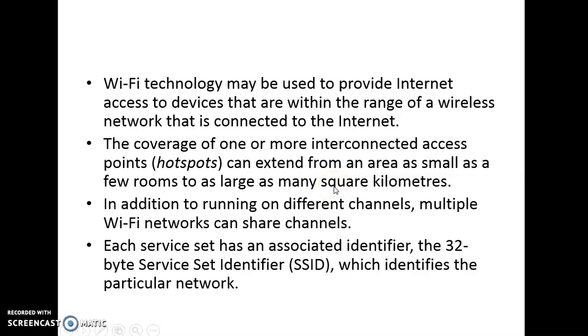In addition to running on different channels, multiple Wi-Fi networks can share channels. Each service set has an associated identifier, a unique identifier. It is a 32-byte identifier called the service set identifier, SSID, which identifies the particular network. So every network has its unique SSID. It is 32 bytes, which means 256 bits, right?